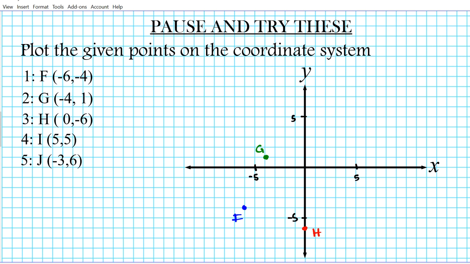Number 4 is 5, 5. Where's 5, 5 located? Right here. 5, 5 is the location of point I. And point J is located at -3, 6. 1, 2, 3. 1, 2, 3, 4, 5, 6. Bam. Right here. -3, 6 for J. Ladies and gentlemen, these are the answers to the practice problems.